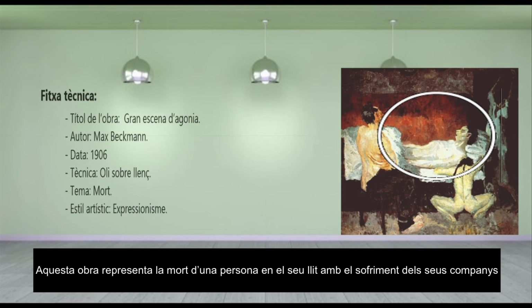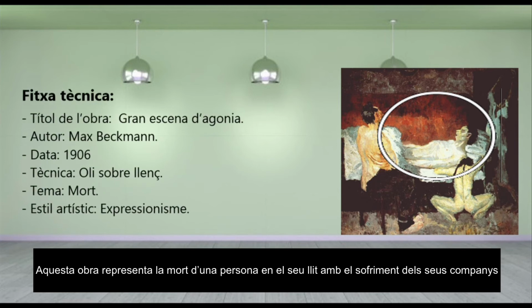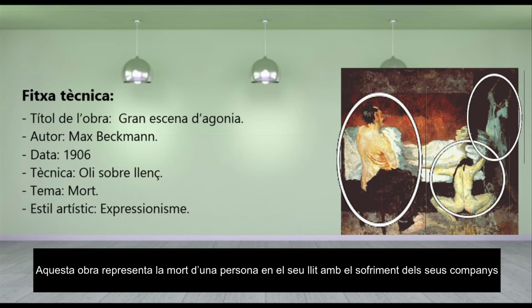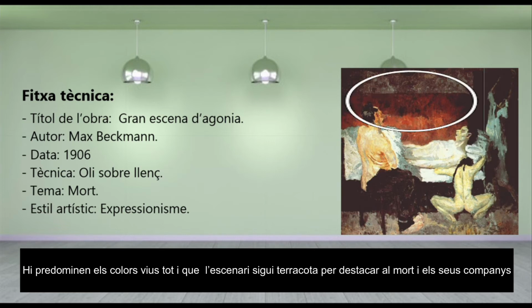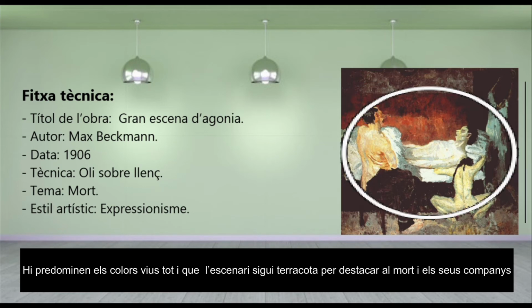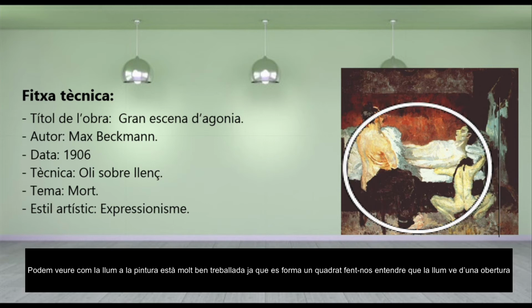This painting represents the death of a person in their bed with the suffering of their partners. The clear colors predominate in the painting, although all the scenery is red terracotta, just to make the death the most destabilizing thing. We can see how the light of the painting is very well worked because there is a light square that makes us think that the light comes from an opening.